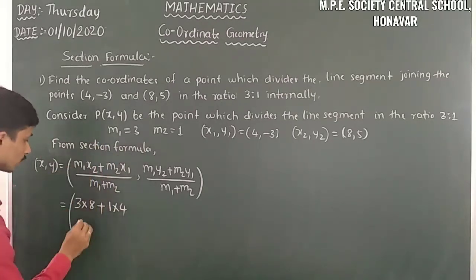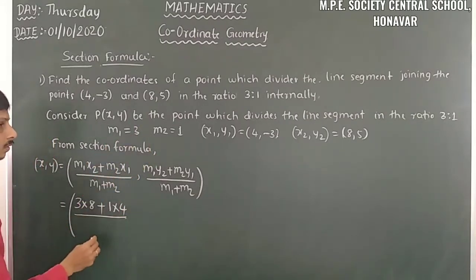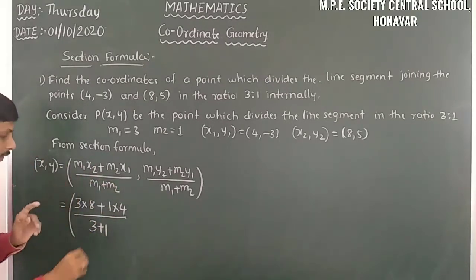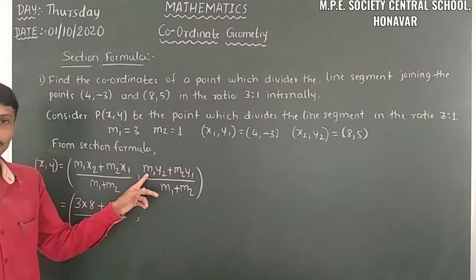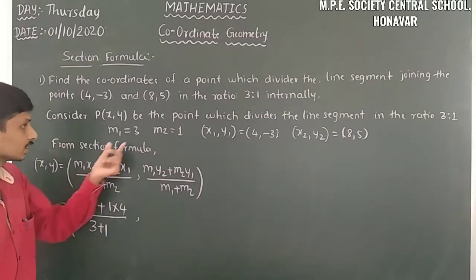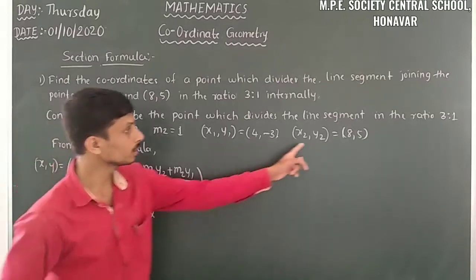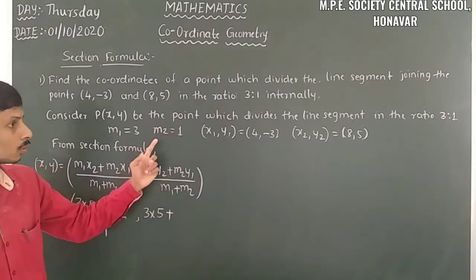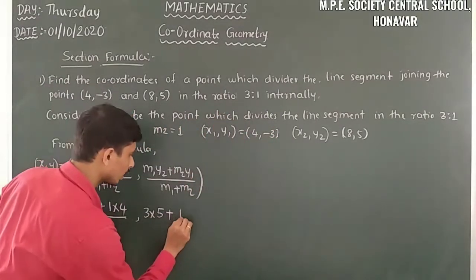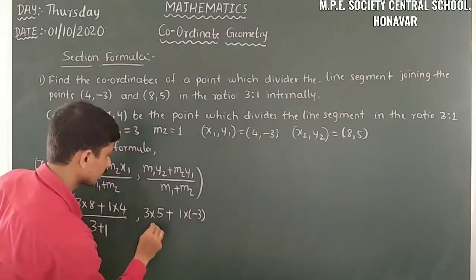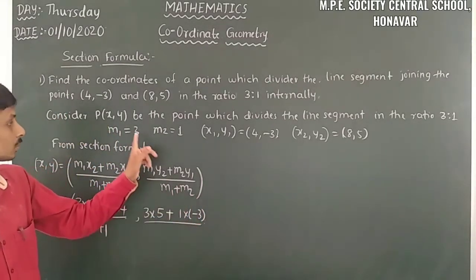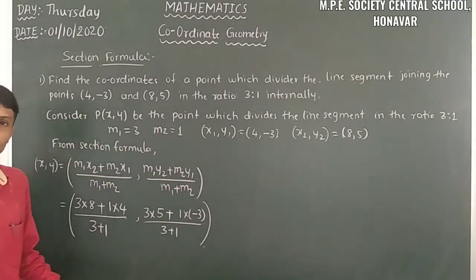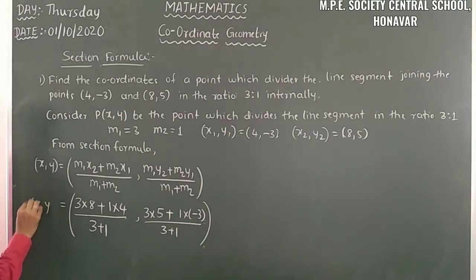So 1 into 4 divided by m1 plus m2, that means 3 plus 1 here. Then for y, that is m1 y2, m1 is 3 into y2 which is 5, plus m2 into y1, 1 into minus 3, then divided by m1 plus m2, that is 3 plus 1. After that we have to simplify.